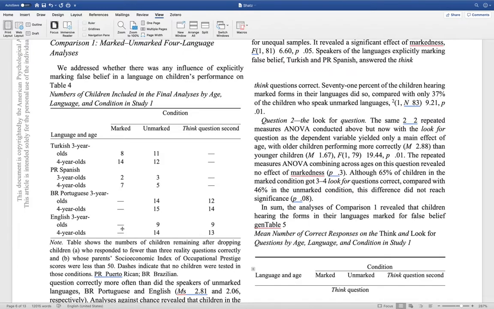We look at the Puerto Rican Spanish group. You can see there, after they have very few people left, I would just eliminate all those data. The Brazilian Portuguese 3-year-olds versus the 4-year-olds, they got 14 and 12. I'm a little bit happier there. But for me, when I'm looking at the data, I'm going to be comparing that group of 8, that group of 14, that group of 11, and that group of 12. To me, that's where the interesting comparison is happening, right?